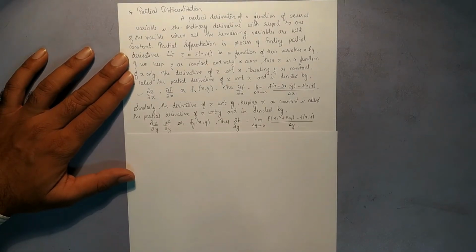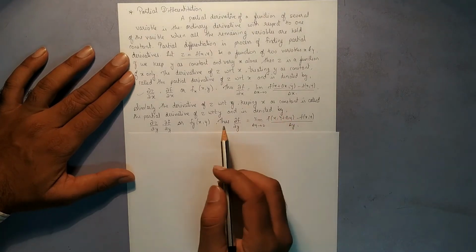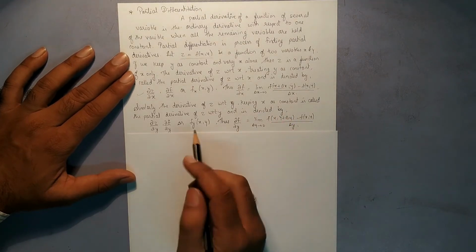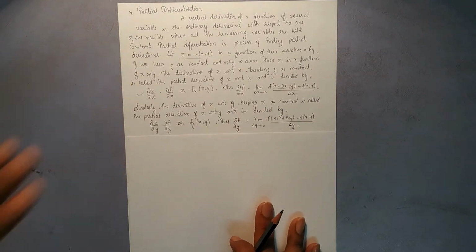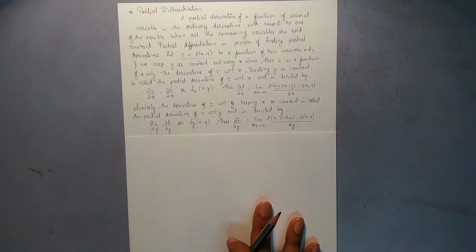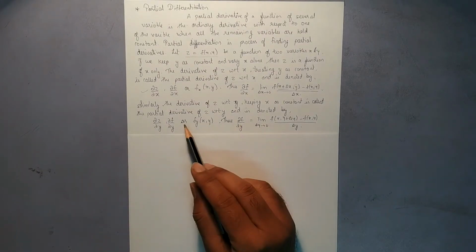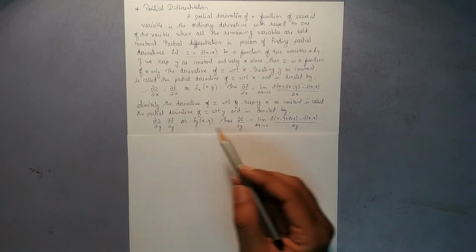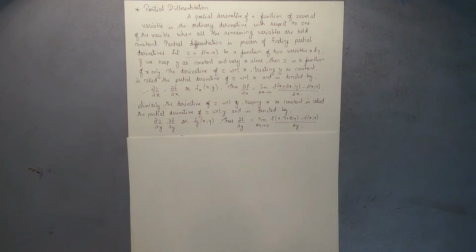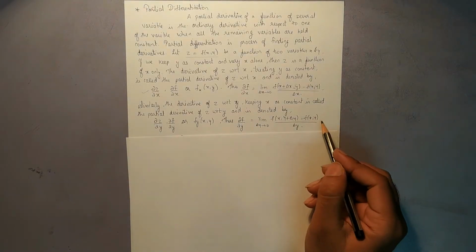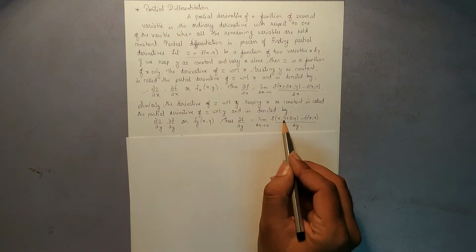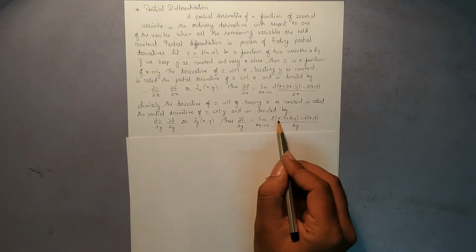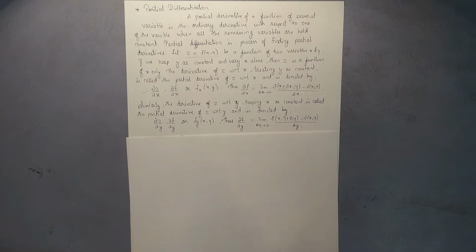Similarly, the derivative of z with respect to y keeping x as constant is called the partial derivative of z with respect to y, and it is denoted by ∂z/∂y or ∂f/∂y. This ∂f/∂y is given by this limit. Here y is changing and x is kept as constant.